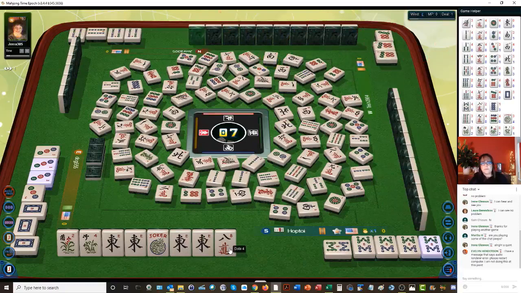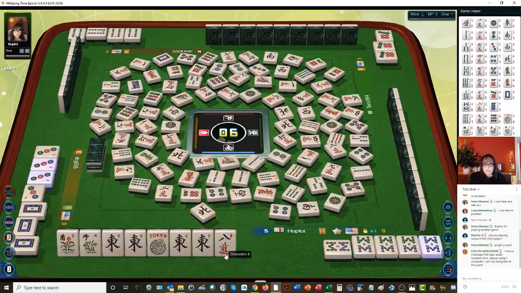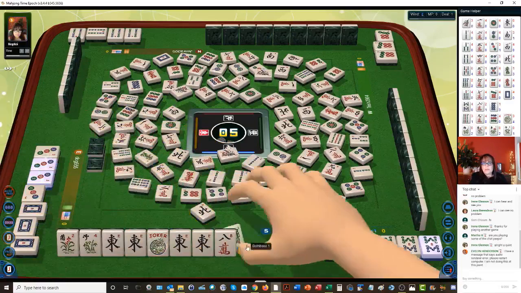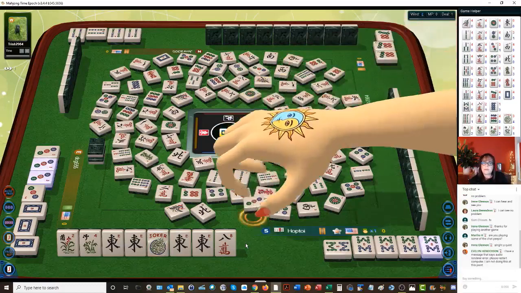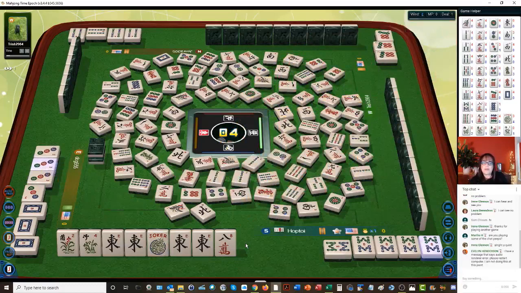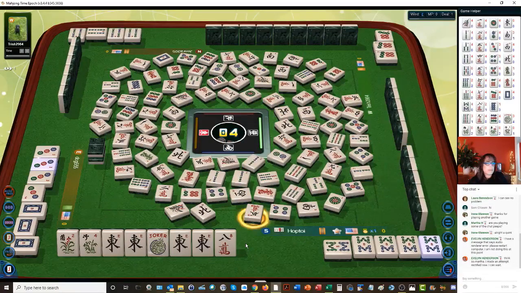South wind. White dragon. North wind. Okay, eight crack. One bam. That's a good safe tile. One bamboo. Three dots. We have only one more pick and we have a discard. Oh, they got a joker. Five characters.